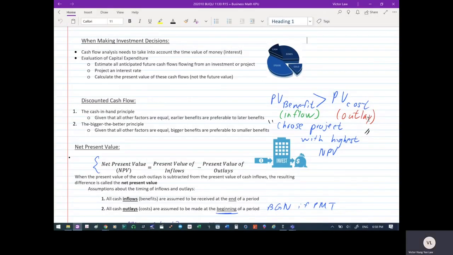Some assumptions that you need to know: for costs, we're assuming that the costs are at the beginning of each period. So all the costs are assumed to be at the beginning of each period unless otherwise stated. And we're also assuming that all the benefits are at the end of the period.